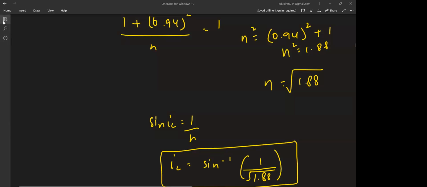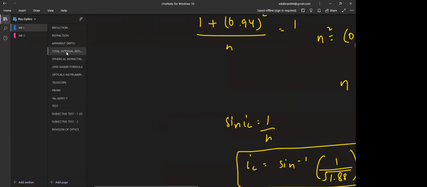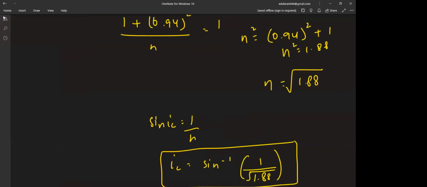Tomorrow we'll continue the rest. This is almost completed, total internal reflection. Tomorrow we'll complete with spherical refracting surface. You all can leave.